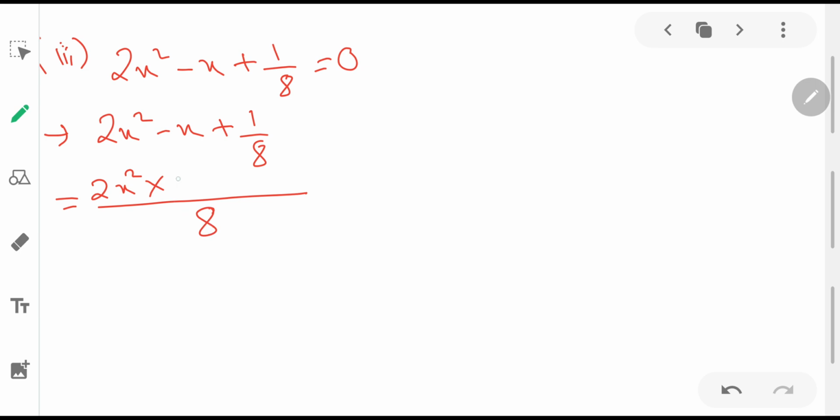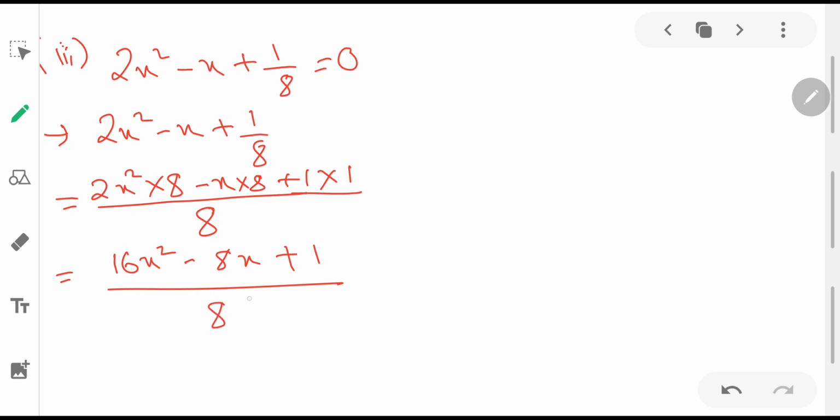1 into how much is 8? 8 minus x into, in down we do not have anything, means we have 1. 1 into how much is 8? 8 plus 1 into 8 into how much is 8? It is 1 now. So what will we get? We will get 16x square minus 8x plus 1 divided by, here we will get 8.